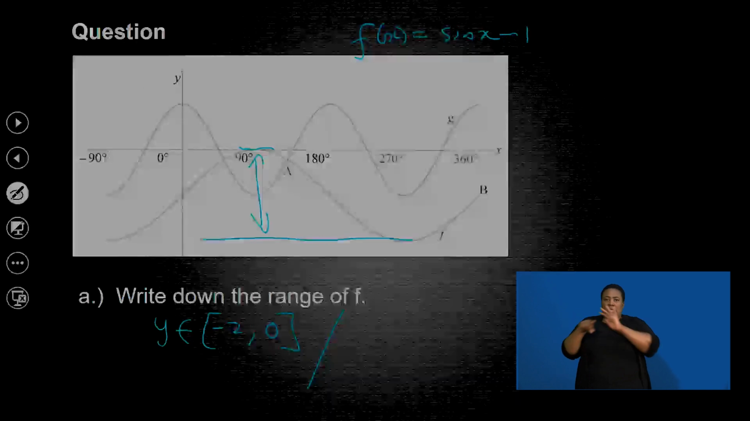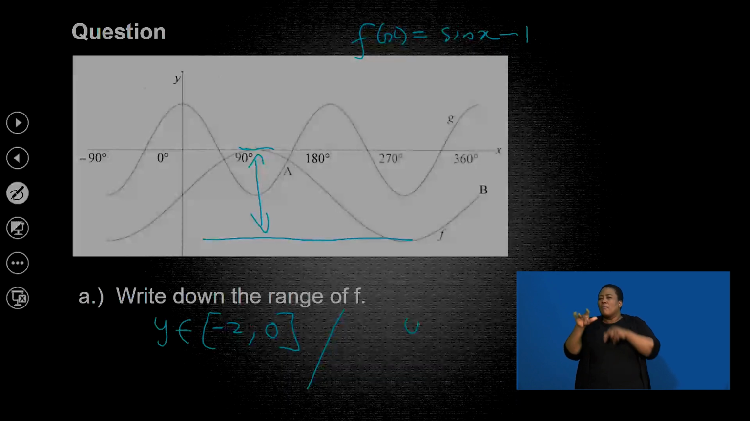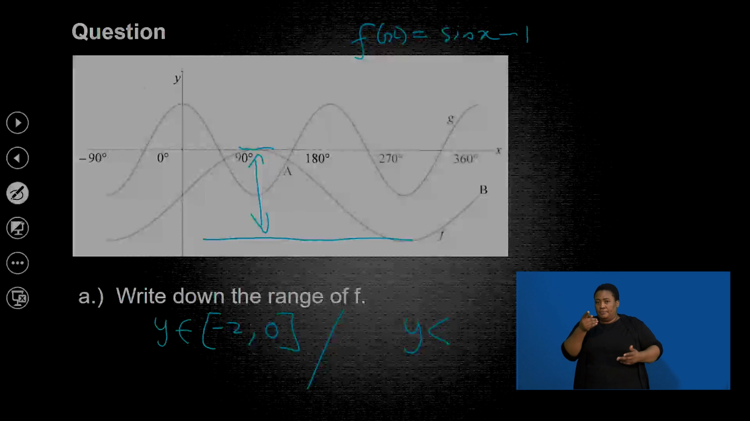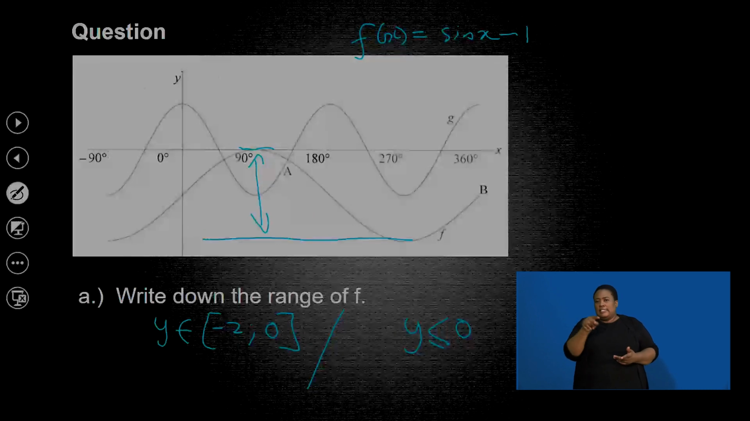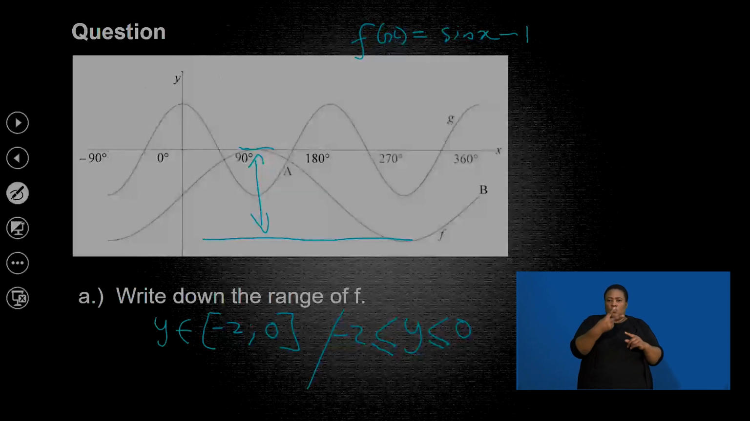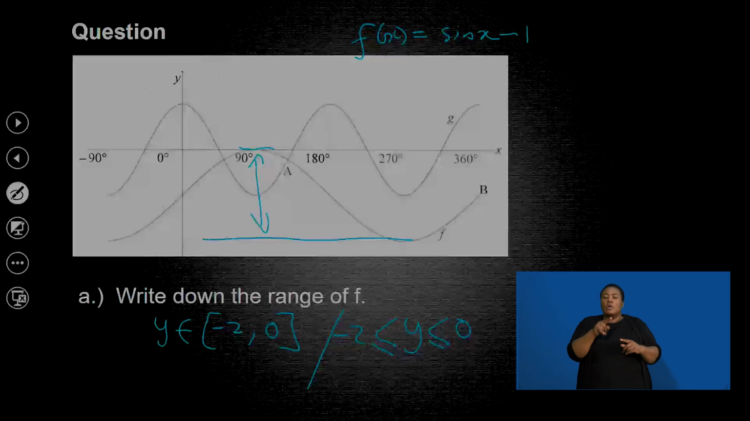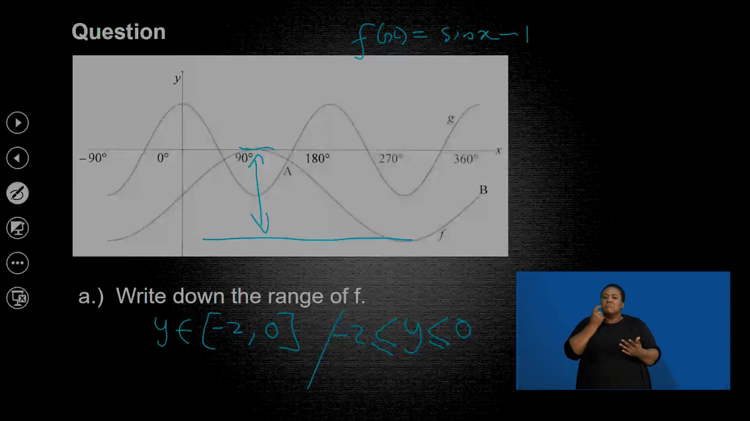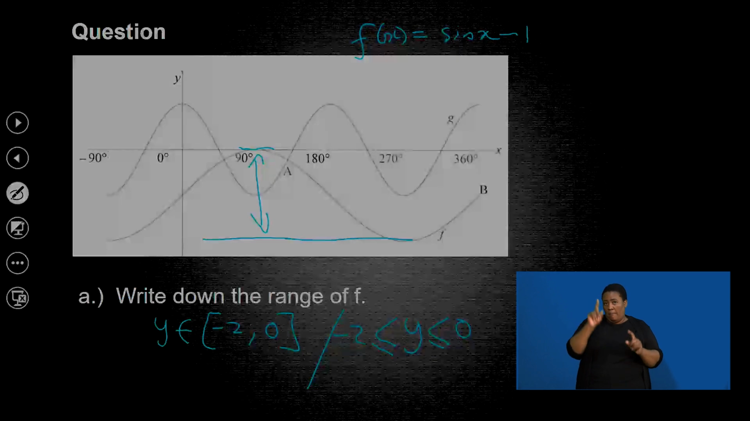Some people don't prefer to write it like this. Some people prefer to say y is less or equal to 0, but greater than or equal to minus 2. It's an either-or situation. You can write it as one of the two solutions. They are very much correct, please. So that's what you need to know about the range.